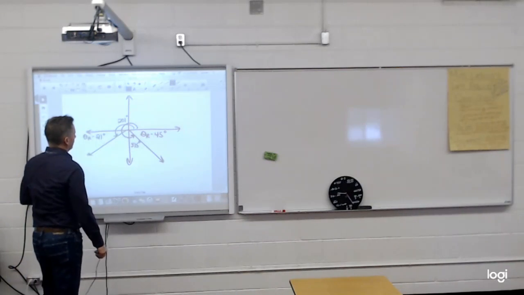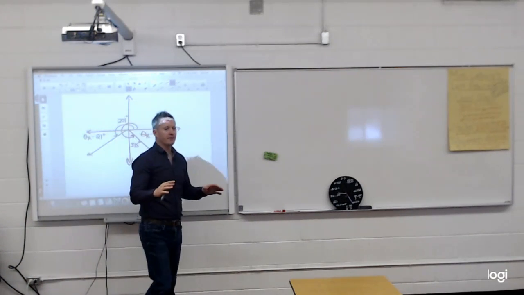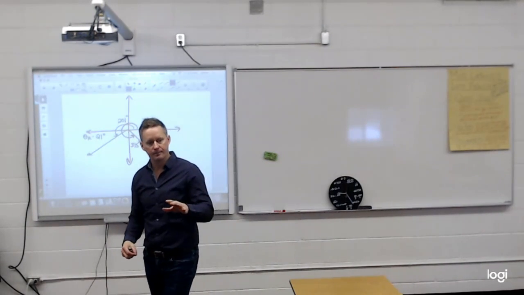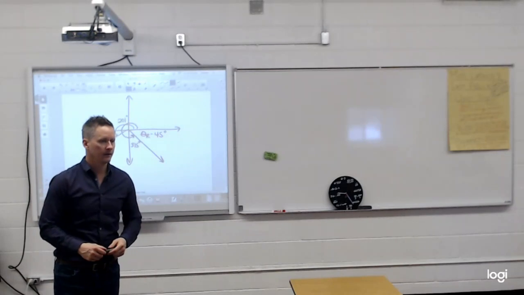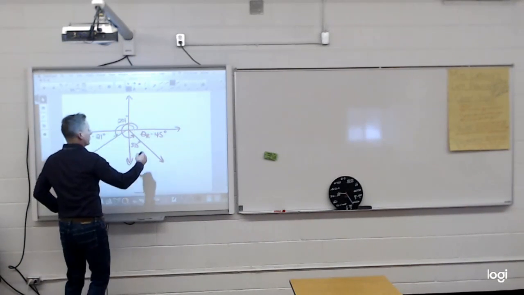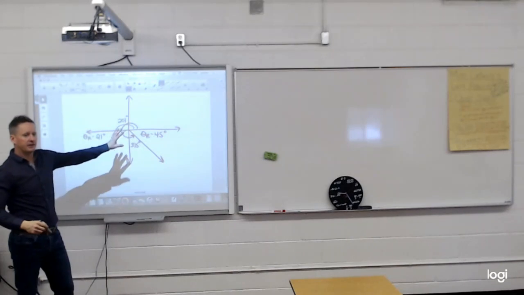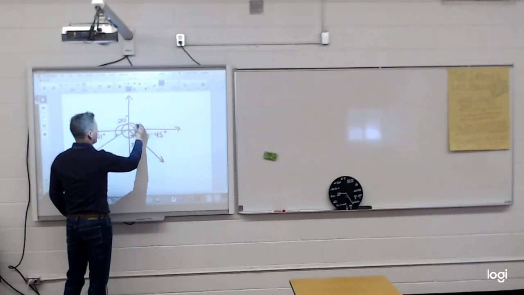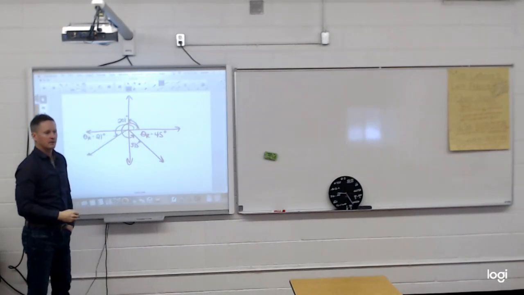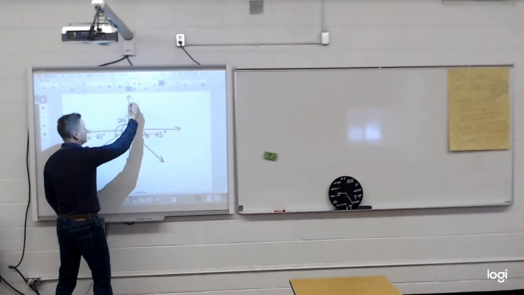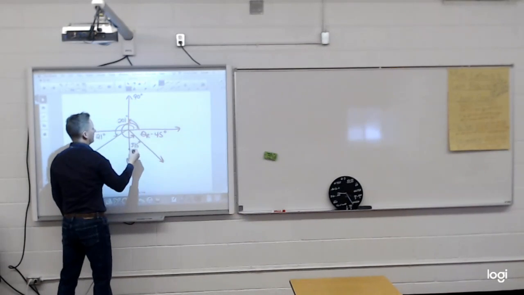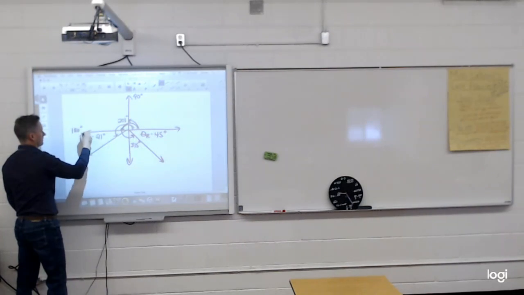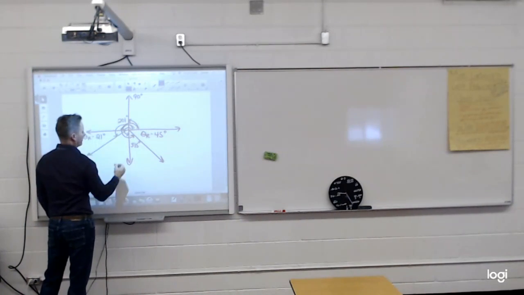Now, I'm putting a bunch of information on the board, but let's just take a second and put some thought into this. All right? If I'm just looking at the Cartesian plane, just the grid, what is the angle from here to here? It's 90 degrees, right? And then the angle from here to here is 180 degrees.